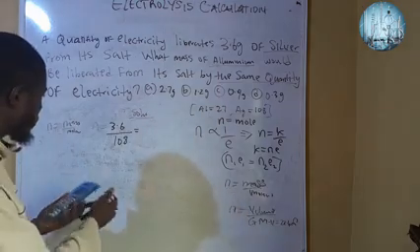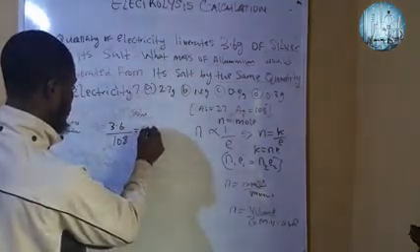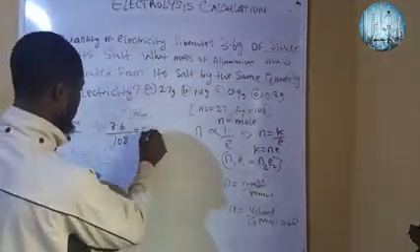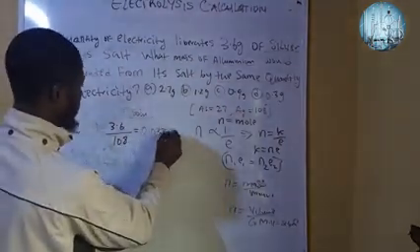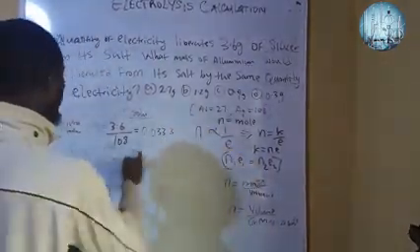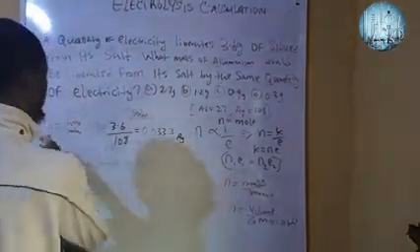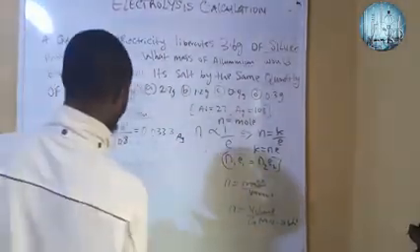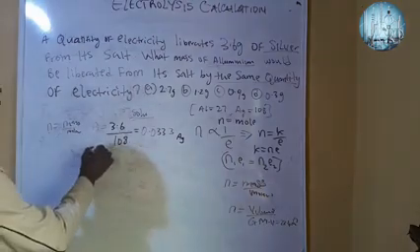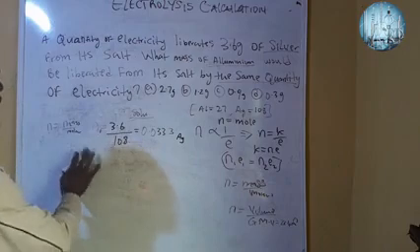At the end of the day, we have something like 0.0333, and just like that. This will be our number of moles for silver, that's Ag. We've gotten our N1, okay, this is our N1.